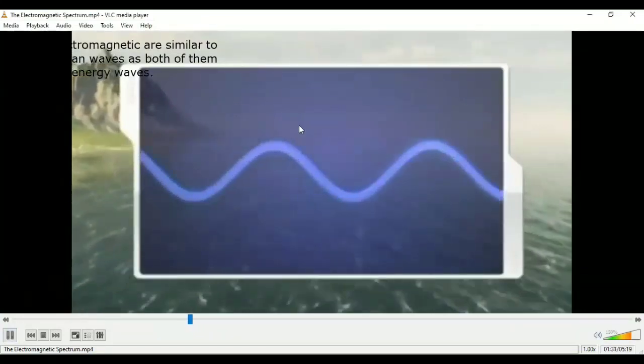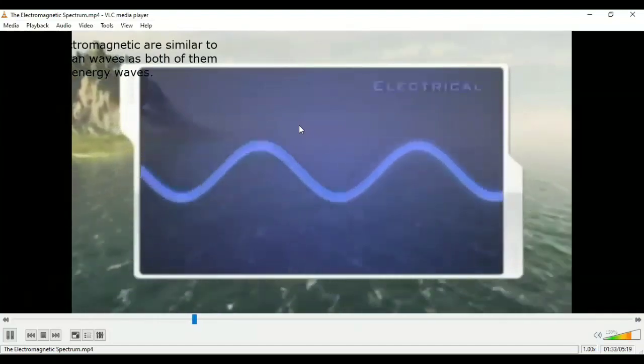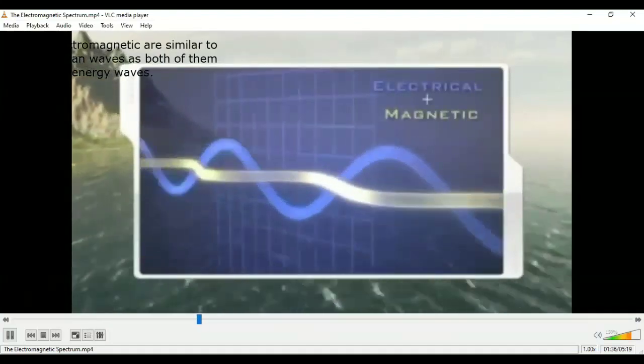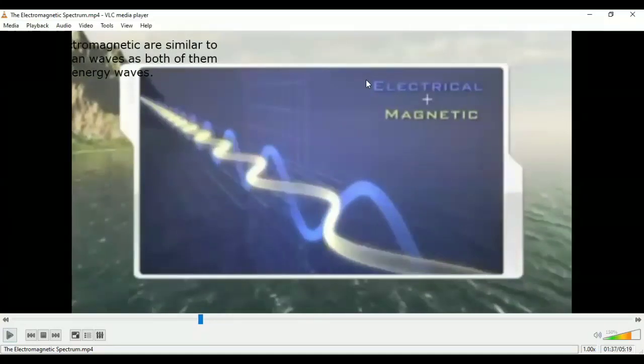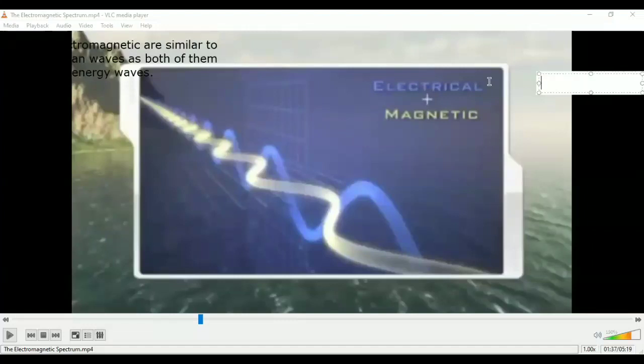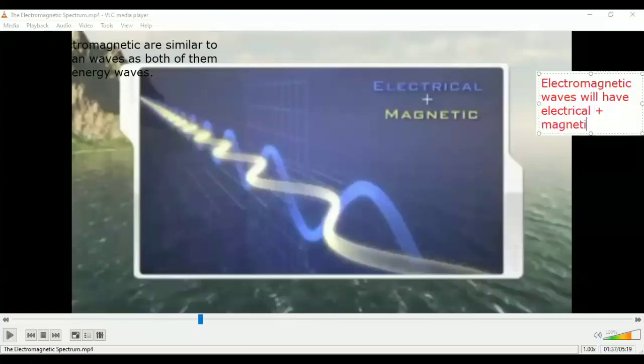EM waves are produced by the vibration of charged particles and have electrical and magnetic properties. As I said, your EM waves, electromagnetic waves, will have electrical plus magnetic properties. Clear about this?